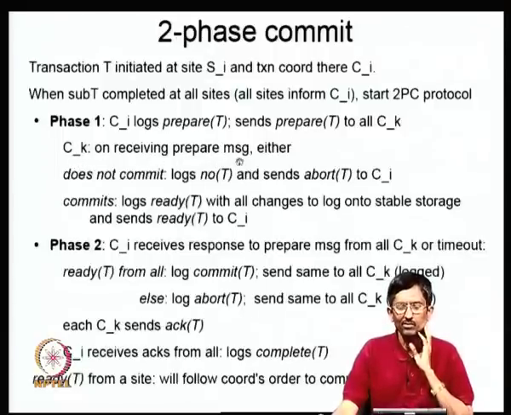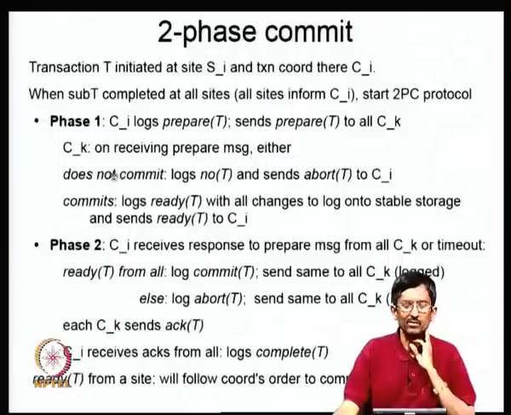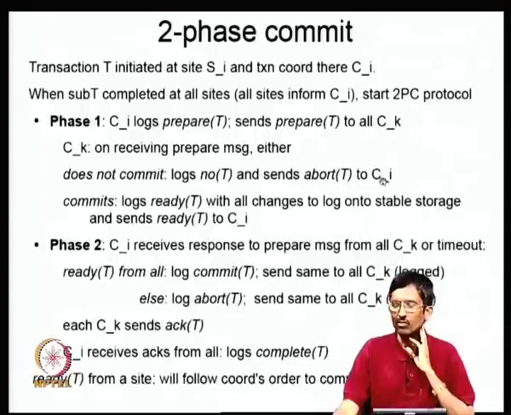CFK, on receiving the prepare message, has done its sub transaction sometime in the past. Now it decides that either it can commit or not commit. For example, you try to get a hotel booking, the hotel booking did not work out, therefore the whole transaction should be flushed, it should not be committed. So basically what it does is it says that I am not going to commit. So it logs no T and sends abort T to CFI.